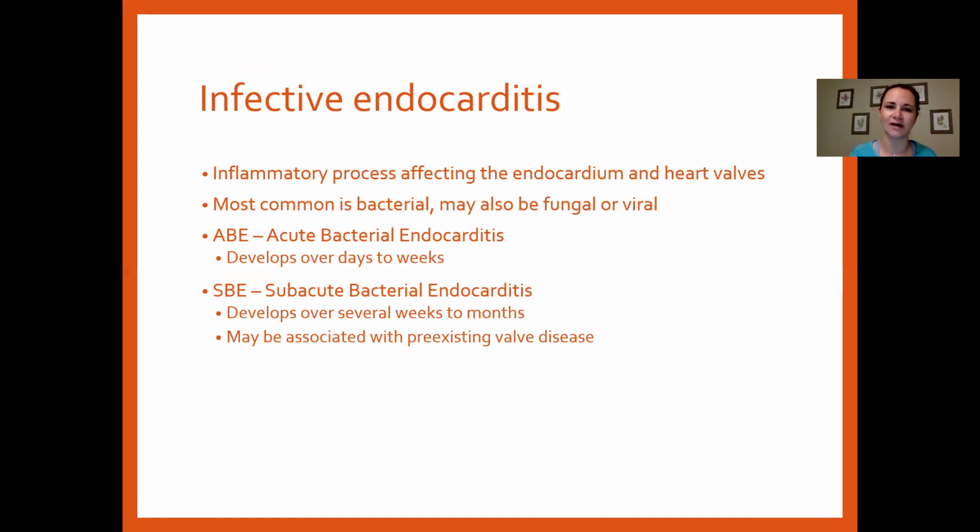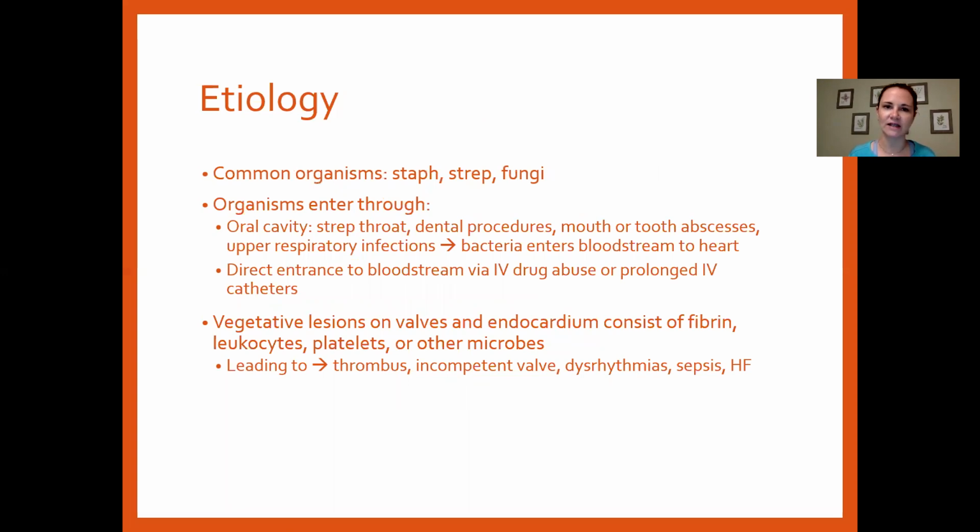Acute bacterial endocarditis, or ABE, develops over days to weeks. It's a very acute, short onset. But subacute bacterial endocarditis develops over a longer time period, over several weeks to months, and this may be associated with pre-existing valve disease. Instead, acute bacterial endocarditis is usually spontaneous without any other known heart conditions. Again, the most common cause is bacterial, usually staph or strep, and fungi would be the next most common.